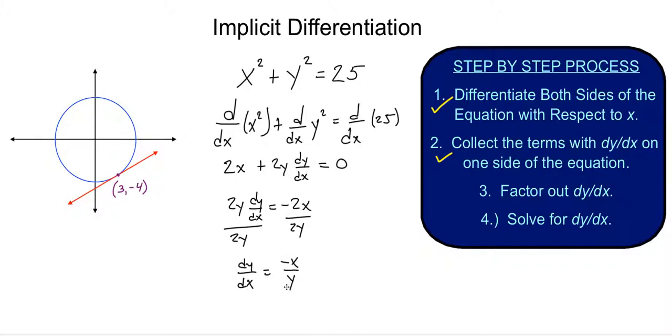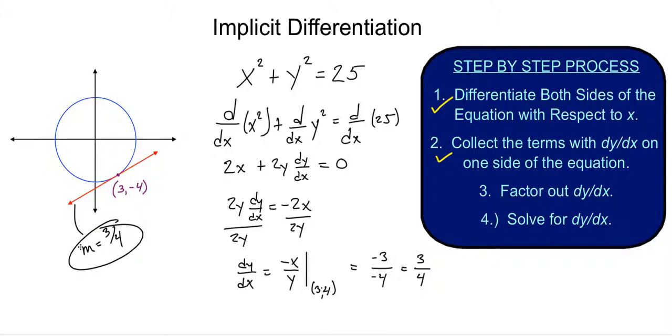So if I want to find the derivative, or the slope, at any point around the circle, all I do is take the opposite of x over y. If I want to find the derivative at the point (3, -4), I get negative 3 over negative 4, which becomes a positive 3/4. So the slope of the tangent line right here is positive 3/4. Okay, let's try another example.